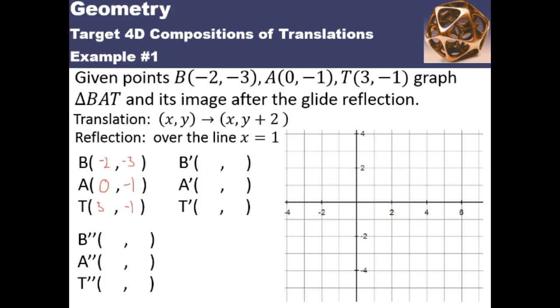And let's go ahead and plot them. So B is -2, -3. And A is 0, -1. And T is 3, -1. So this looks like B, A, T. So this is triangle BAT.